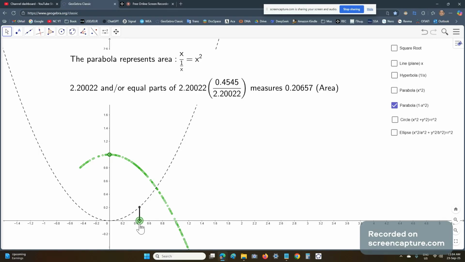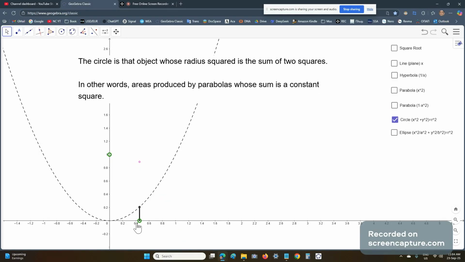And then from those three, we get the circle, okay? And the circle is just that object whose radius squared is the sum of two squares. In other words, it's the area produced by parabolas whose sum is a constant square, okay? And that is the circle.